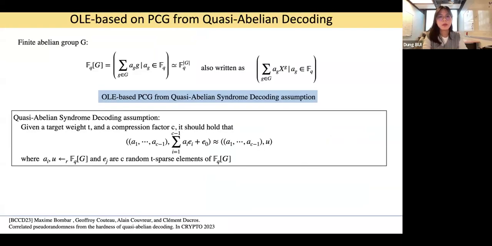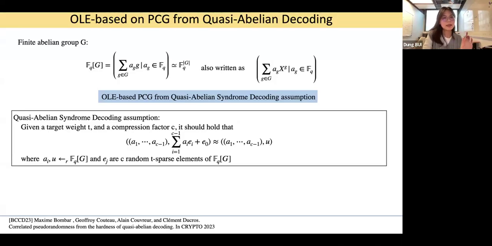In our paper, we still use the BCG framework to get the OLE, but we use a different assumption. We don't use the ring LPN assumption, because with ring LPN you cannot get rid of the requirement that the size of the field needs to be large enough. So we base on one assumption called the quasi-abelian decoding assumption. In this assumption, we are working over a finite abelian group Z, and we are working over the field F_q.